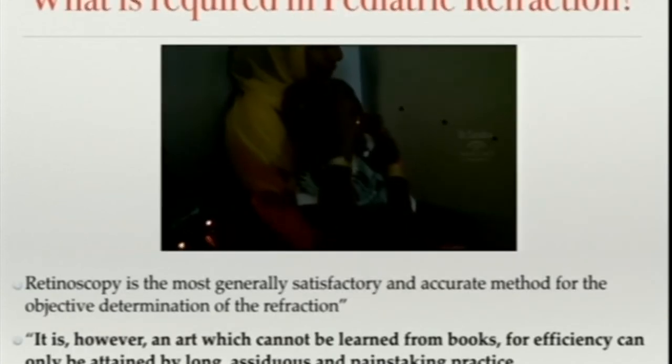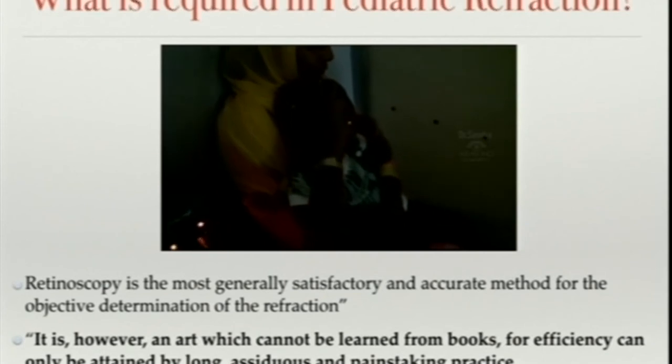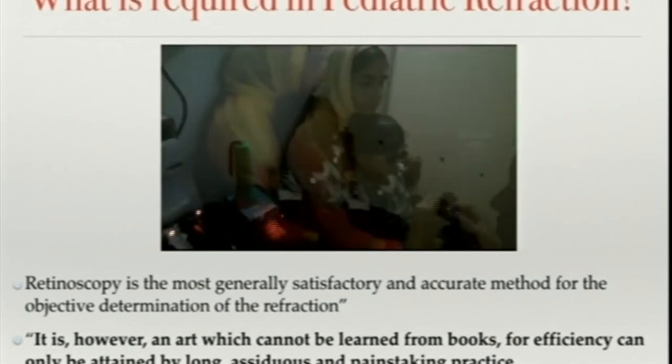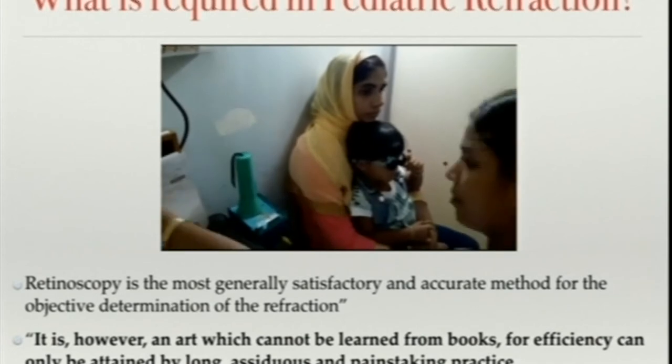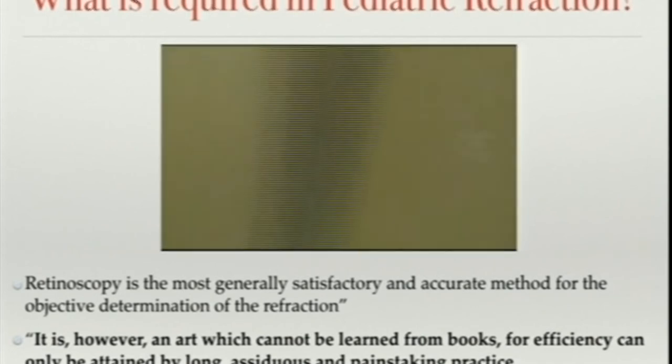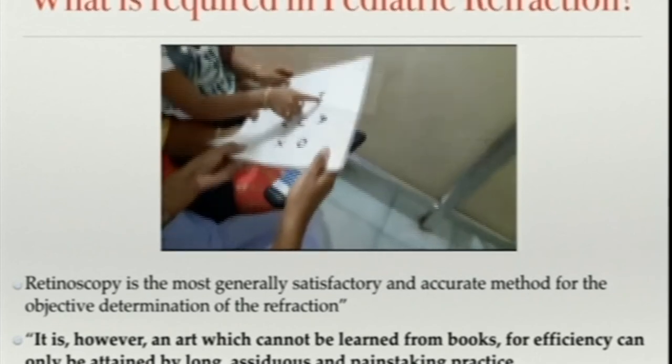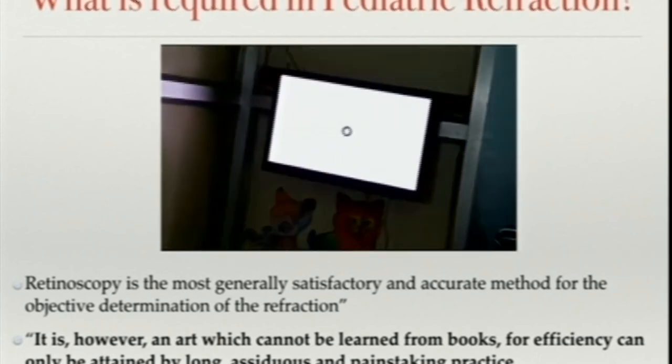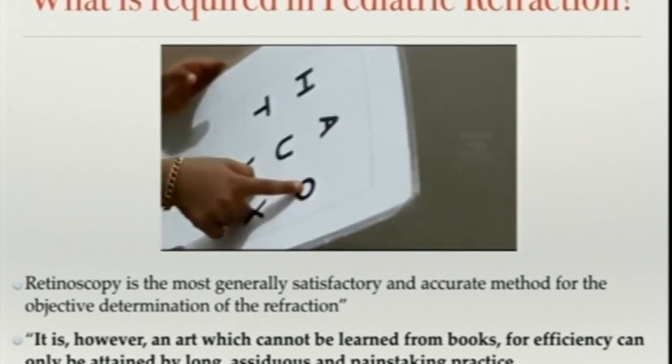What's required in pediatric refraction? Mostly, we may not be able to get a good subjective refraction, so we need to rely on retinoscopy. Retinoscopy is the most satisfactory and accurate method for objective determination of refraction, but it's an art, as you already heard from the previous speakers.